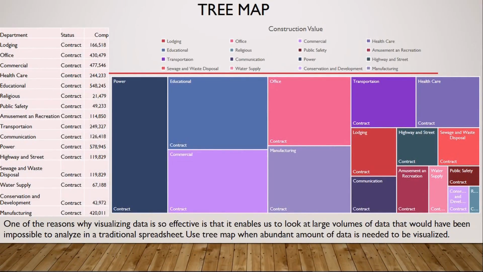Here's the tree map chart. One of the reasons why visualization data is so effective is that it enables us to look at large volumes of data that would have been impossible to analyze in traditional spreadsheets. Use tree map when an abundant amount of data needs to be visualized.